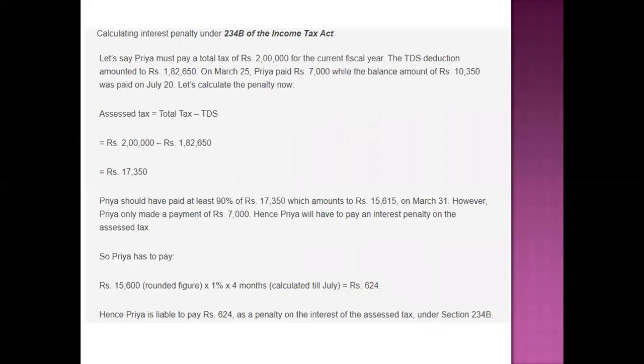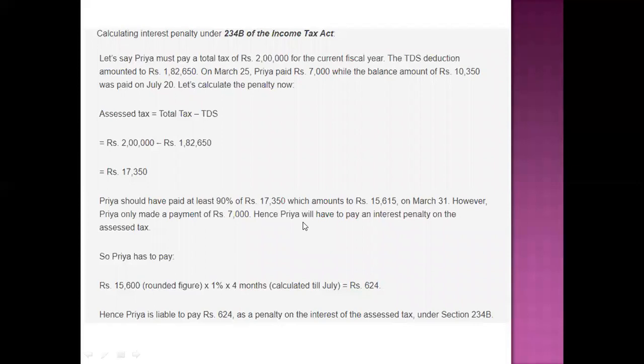However, Priya only made a payment of rupees 7,000. Hence, she will have to pay an interest penalty on the SS tax. So previously we have seen that it's totally depending on the tax liability. But here we deducted the TDS, that is the 17,350, and then there will be an assessed amount, there's a 90%, whether she is clearing it or not. And if she is not clearing it, then she is eligible to pay the advance tax.